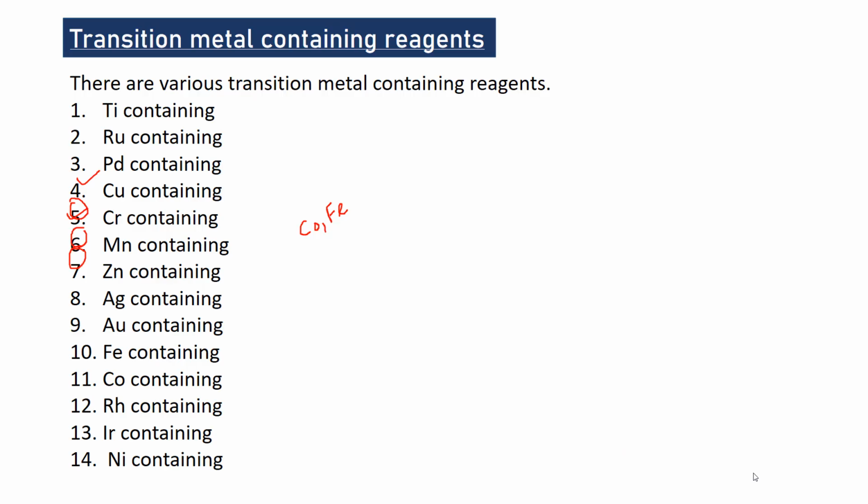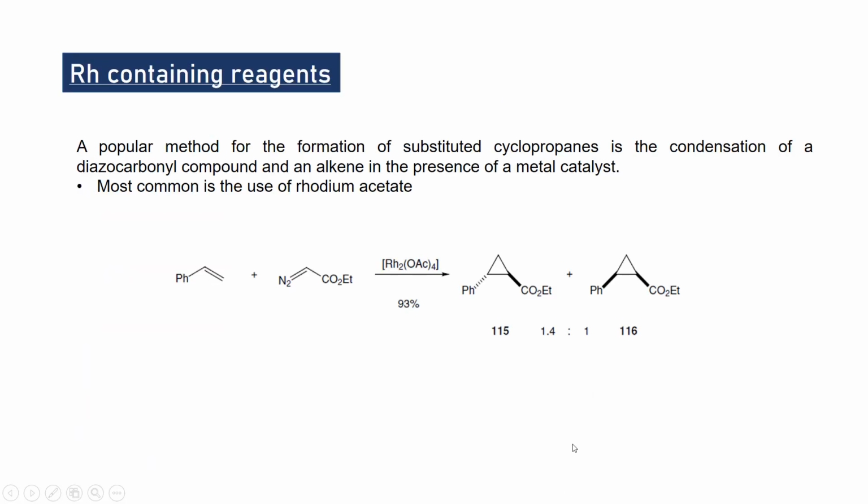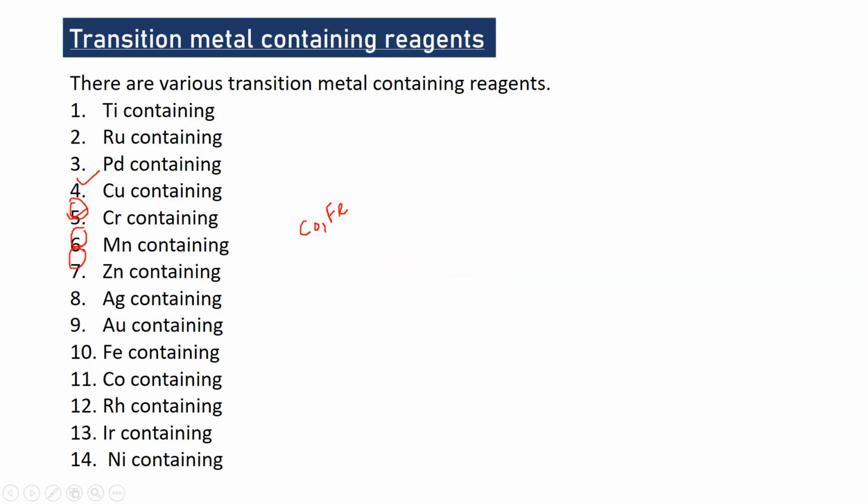in the previous classes I was discussing reagents containing transition metals. Till now I have discussed titanium, ruthenium, palladium, copper, chromium, manganese, zinc, iron, and cobalt. So till now I have already discussed titanium, palladium, ruthenium, these four, and iron as well as copper. So all these are remaining till now.